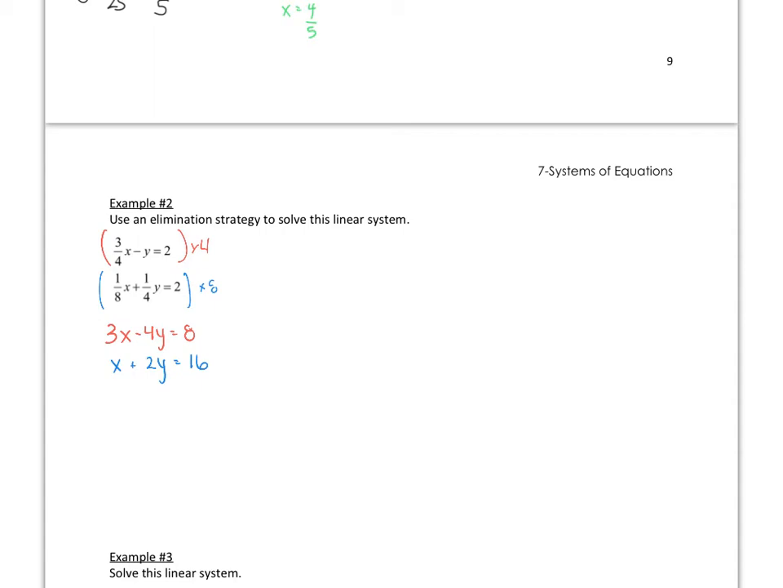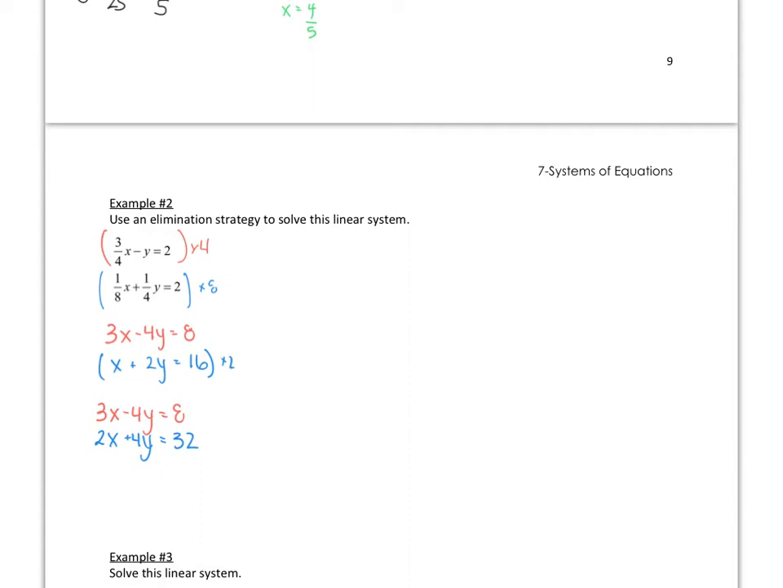I'm going to make my y terms equal this time, actually. What I need to do is multiply my second equation by 2 to get to 4. So I'm just going to write them both out again. I'm going to be left with 3x minus 4y equals 8 from my first equation, just so I have my equations stacked for adding or subtracting here. And I'm going to have 2x plus 4y equals 32.